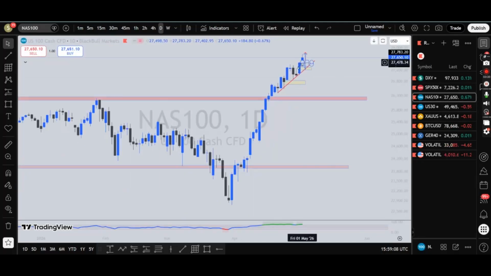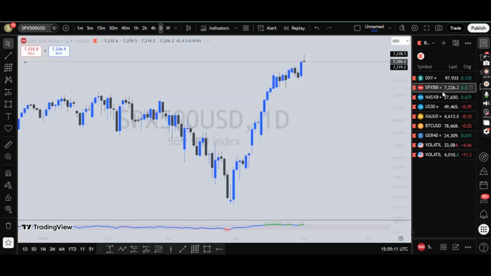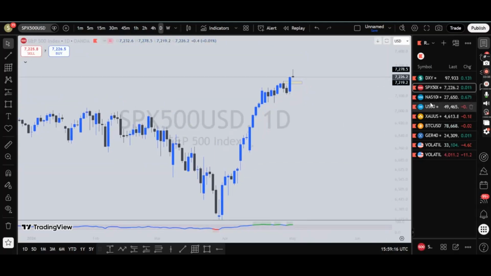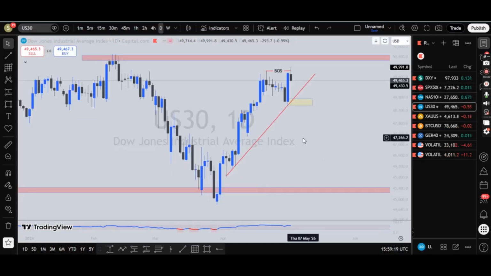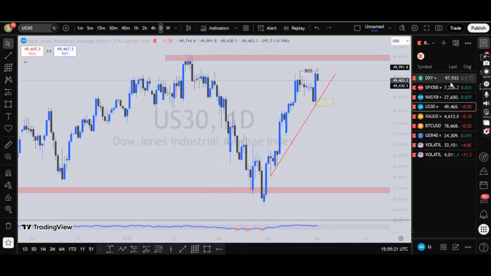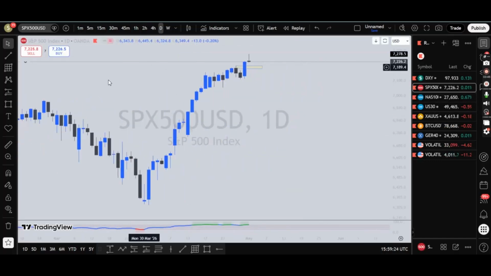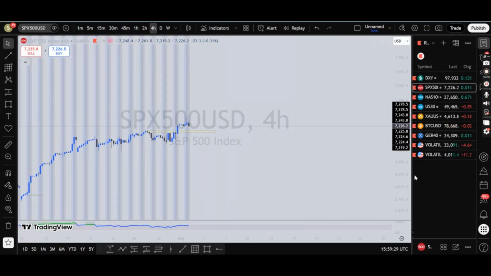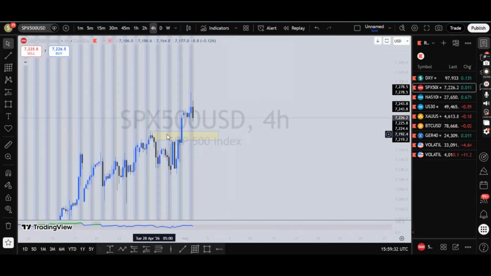Look at the daily candle and look at what S&P 500 is doing. They are almost looking the same way, and both are bullish, unlike the US30. We'll come on to that. Let's start with the S&P 500. Why did I mark this zone this way? When I drop down to the 4 hour time frame, you can see that I had marked this zone as my supply zone.